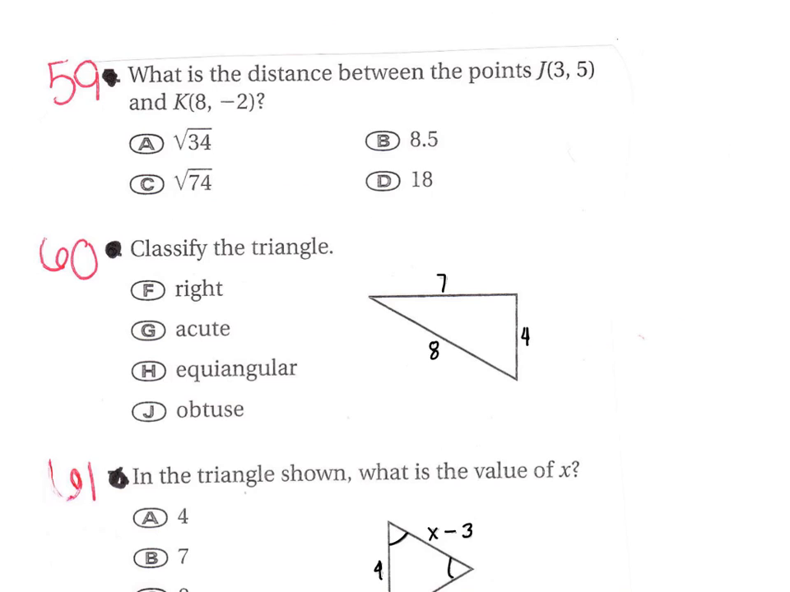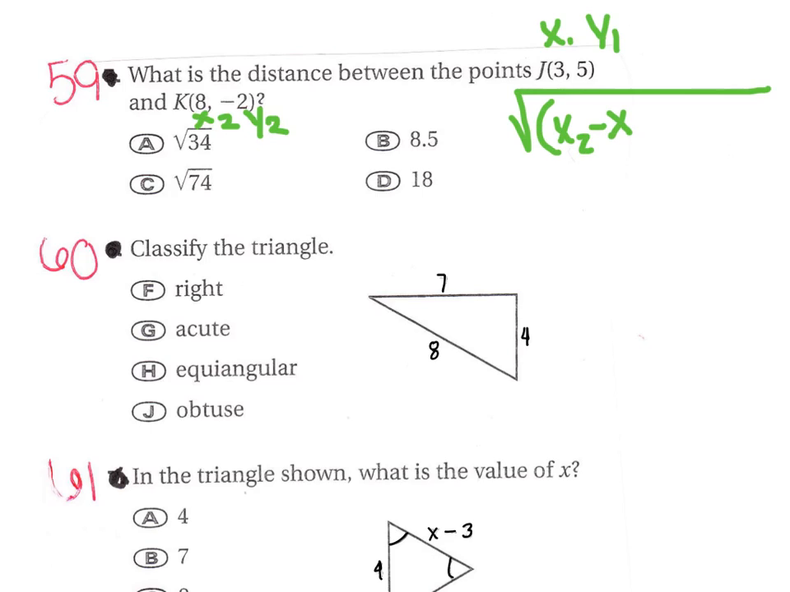Number 59, we're down to the last 5 problems here. What's the distance between these 2 points? Now remember, this would be your x1 and your y1. This would be the x2, and this would be the y2. Use that distance formula that I had you look at earlier. Subtract the x's and square the answer. Subtract the y's and square that. So you get A 34, B 8.5, C radical 74, or D 18. What's the distance?